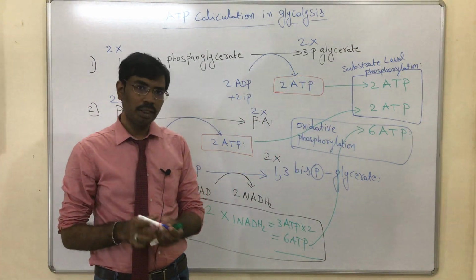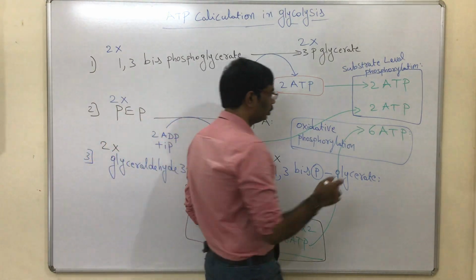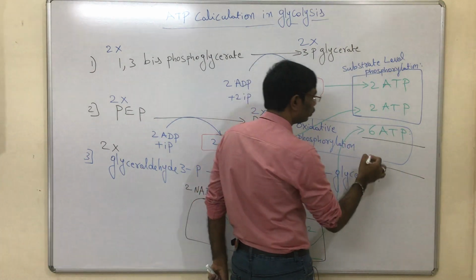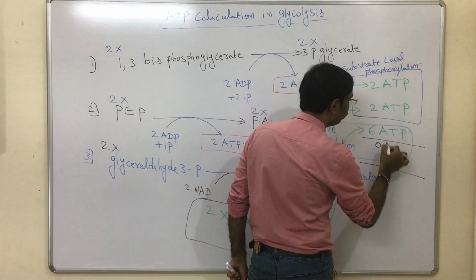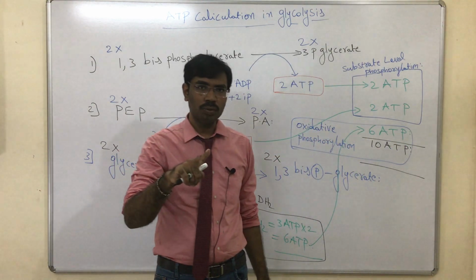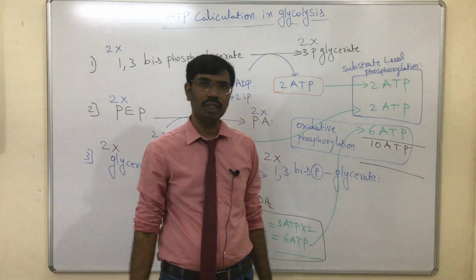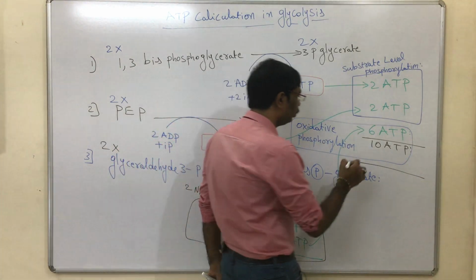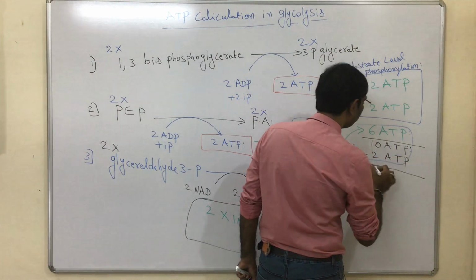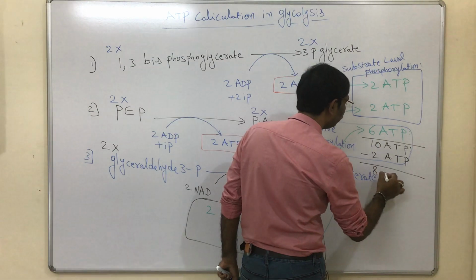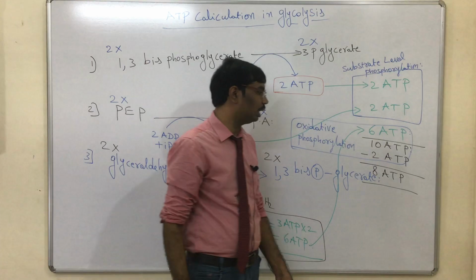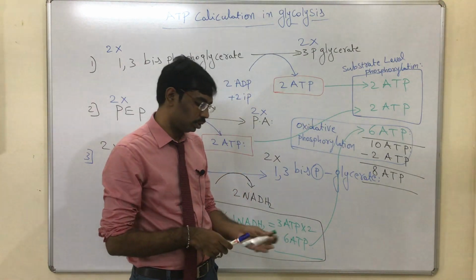So totally how many ATPs are synthesized in glycolysis? 2 plus 2, 4, plus 6, so totally 10 ATP molecules are produced in glycolysis. Out of 10 ATPs, 2 ATP molecules were consumed in the initial reactions, so you have to subtract these 2 ATP molecules. 10 minus 2 means 8 ATP molecules. So the number of ATPs produced in glycolysis is 8 ATPs.